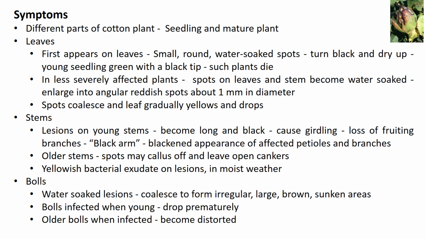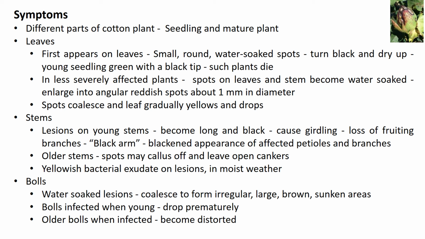The symptoms on stems: there will be lesions on young stems, which become long and black. There will be girdling of the stem, and this results in the loss of fruiting branches, and this symptom is generally termed as black arm. Blackened appearance of affected petioles and branches is there, and thus this symptom is known as black arm. Spots in the older stems may callus off, and this will result in open cankers. There will be yellowish bacterial exudate from the lesions, generally in moist weather.